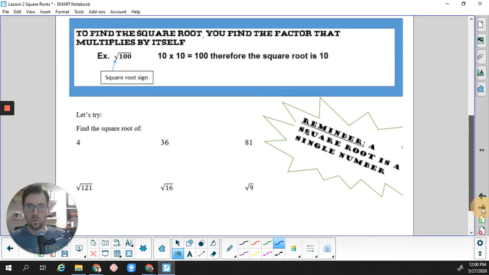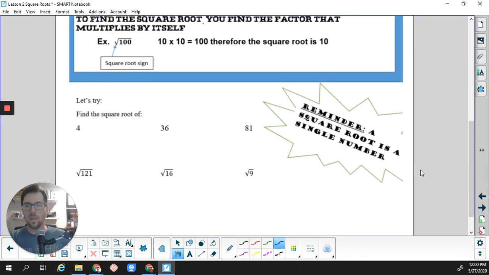To find the square root, you need to find the factor that multiplies by itself. So this sign right here, it looks like a check mark matched with kind of like a long division sign. That means the square root. So if you see square root, it means that something times something equals this number.